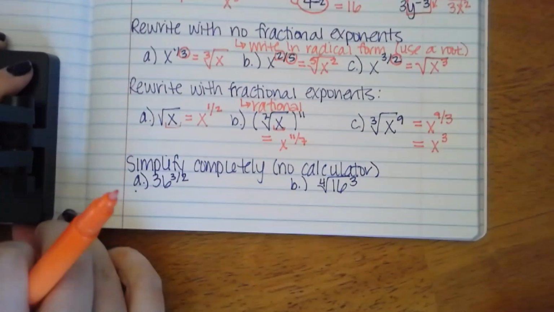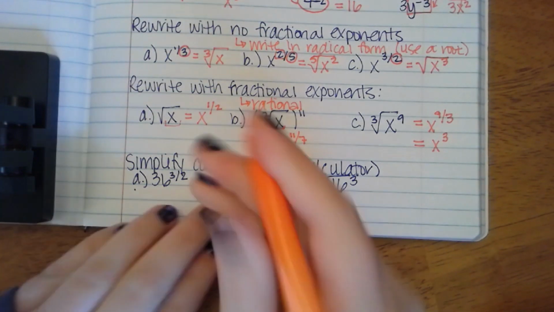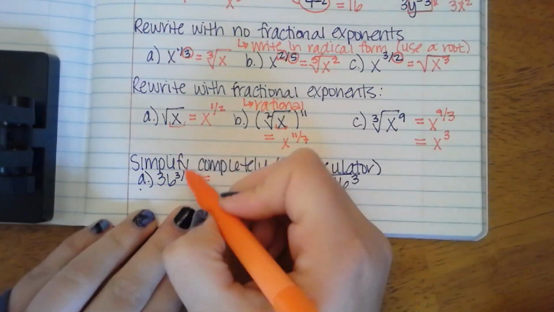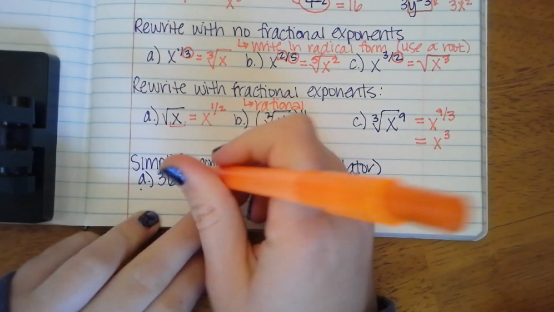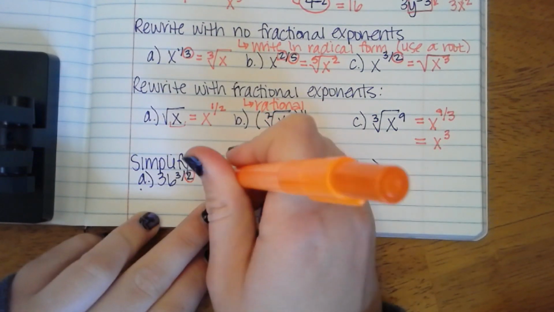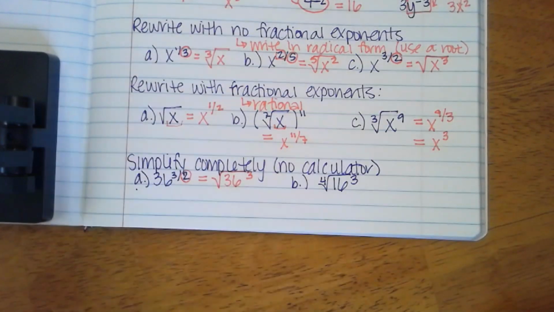All right, and then finally we have some simplifying, so not using a calculator and trying to reduce these numbers as much as possible. My recommendation for these is to make sure that they are in radical form, using that root notation. It's a form that we're more used to seeing, so I would recommend always working in that first. So first step is we are going to rewrite this with no fractions in the exponent. The denominator is 2, so we know we're going to have the square root. Our base is 36, and then we're going to raise that to the 3rd power.